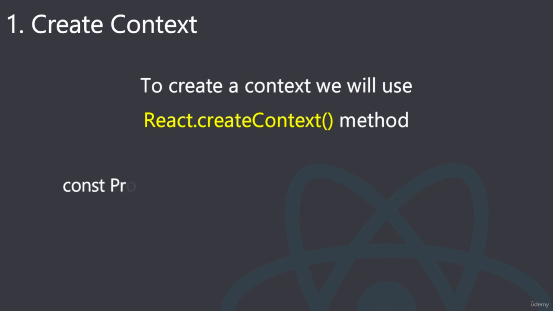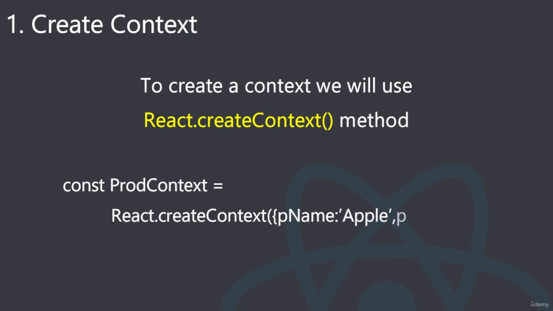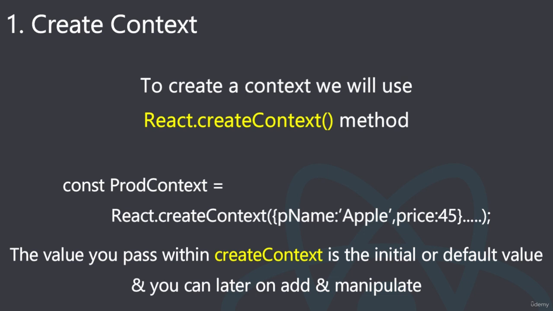If we had to make the entire product data set global, we could write something like this: const prodContext, that is productContext, is equal to React.createContext, and here you can pass an object literal, or you can avoid passing anything for that matter. So this is just a way to declare the context. In short, the value you pass within createContext is the initial or default value, and you can later add and manipulate and do a lot of things with this value as well.